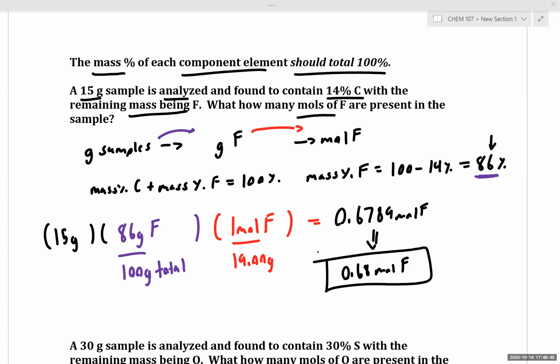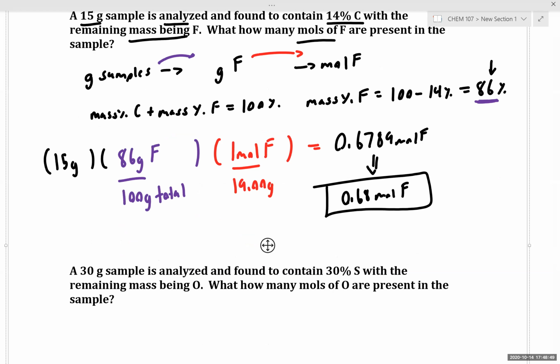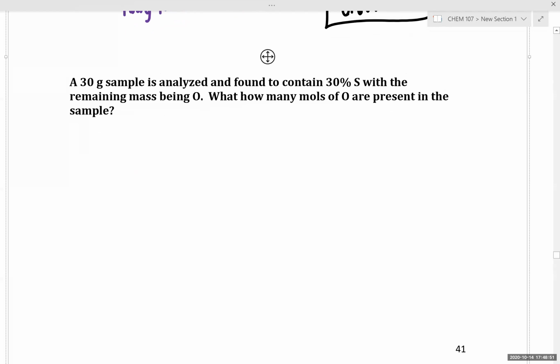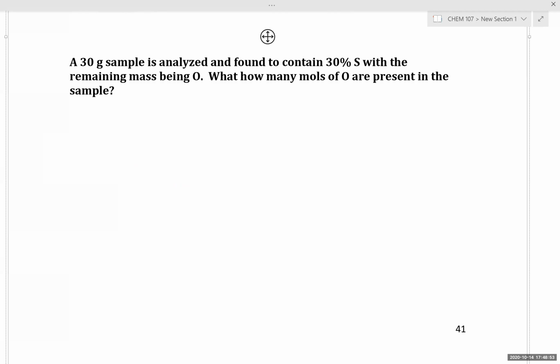Yes. Okay, so then let's try to apply what we've learned, and I'd like you to tackle the following example, where a 30-gram sample was analyzed and found to be 30% sulfur, with the remaining mass being oxygen. And I'd like you to tell me how many moles of oxygen are present in the sample.